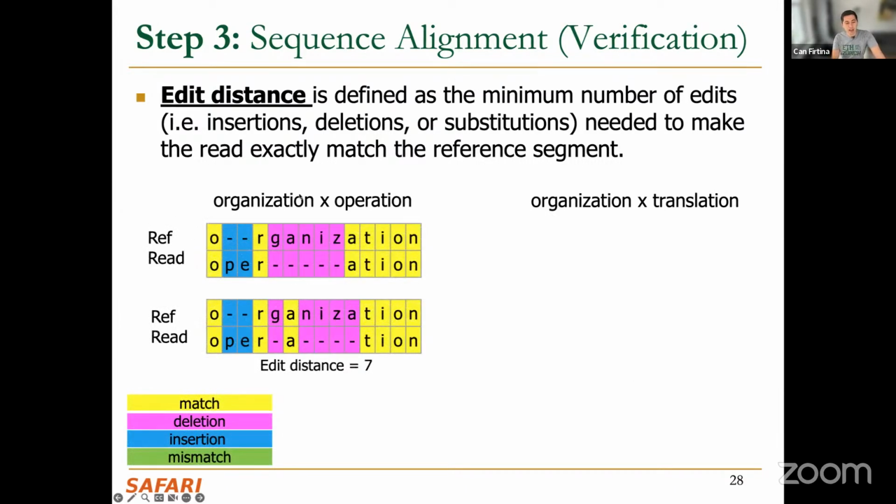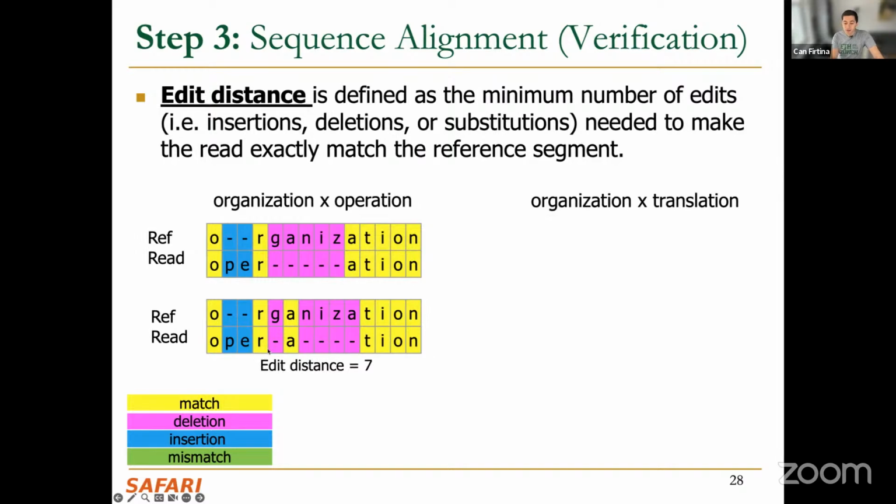So in this case, for example, we have organization and operation sequences, and assume that organization is the reference sequence and the operation is the read sequence. When you apply an alignment, you can get such an operation. For example, here, the blue may tell us there's an insertion in the read compared to the reference genome. Here, the yellow are the matching positions. Here, this pinkish part is the deletions, meaning there are some deleted characters in the read compared to the reference genome, and so on. So all of these operations, when you count them, you're going to count 7 edits.